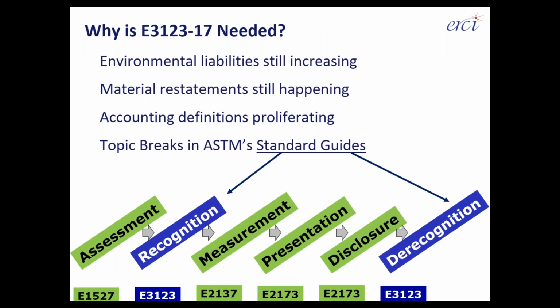With that in mind, let's move on to why we saw E3123-17 being needed. First of all, the existing ASTM standards covered the assessment process very well for the last 10 years now. And we still see that environmental liabilities are still increasing. So again, even with good standards, we're seeing that material restatements and material reserve increases are still happening and still necessary. Accounting definitions are also proliferating, as I noted in the second slide of my presentation, that we've got more GAAP rules than ever before.